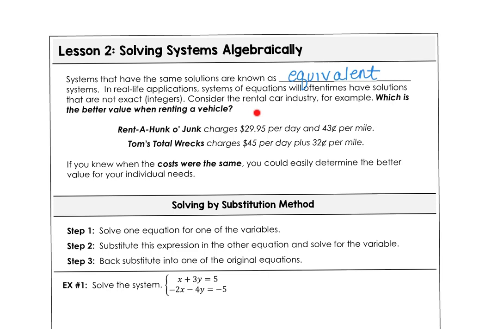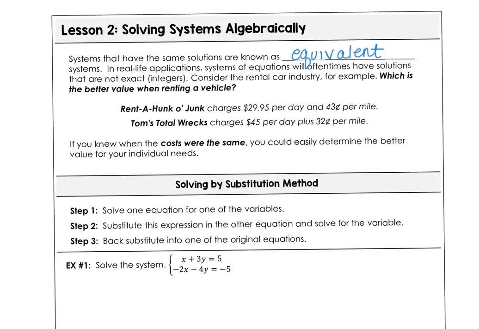Let's consider the rental car industry: which is the better value when you're renting a vehicle? If you rent a hunk of junk, they charge $29.95 a day and 43 cents a mile. But Tom's Total Rex charges $45 per day and 32 cents per mile. If you knew when the costs were the same, you could easily determine the better value for your individual needs. So we'll revisit some practical applications later in the lesson.